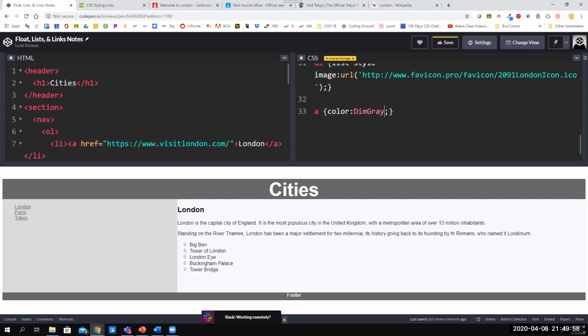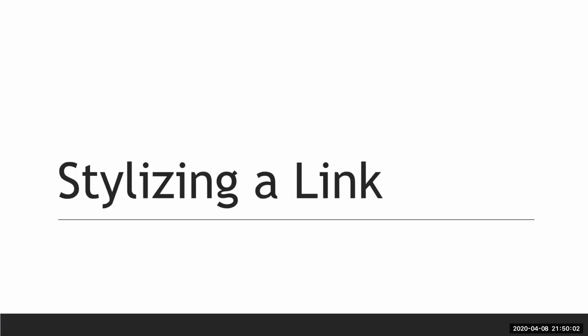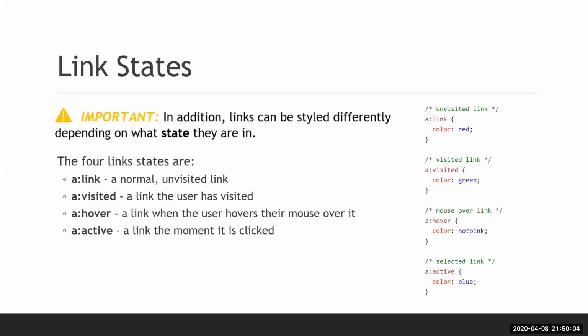So now we need to talk about link states. There are 4 states to a link. There is the A link, where it's a normal unvisited link, a visited, where the user's already been to that website link before, a hover, when the user hovers over a link, and an active, the moment that the link is actually clicked. And I think it's very important to note that links can be styled differently depending on what state they're in.